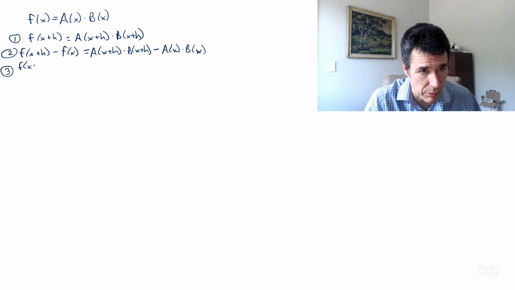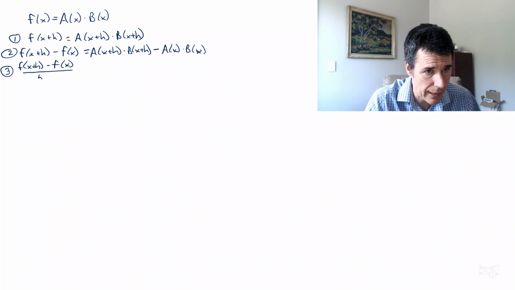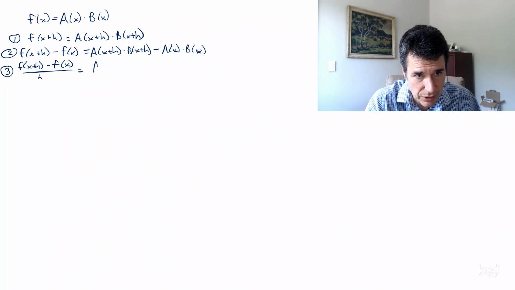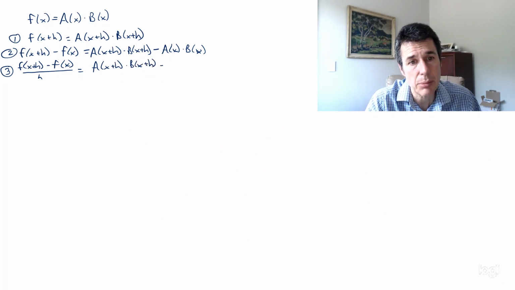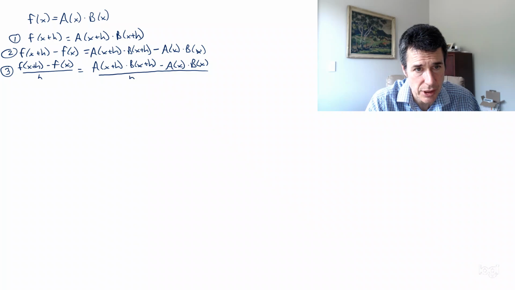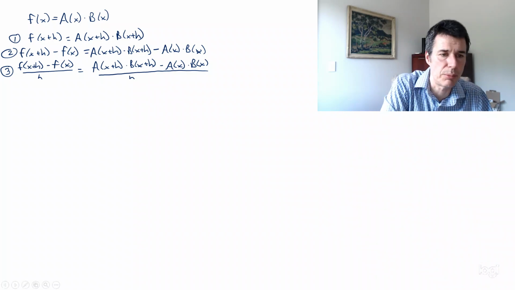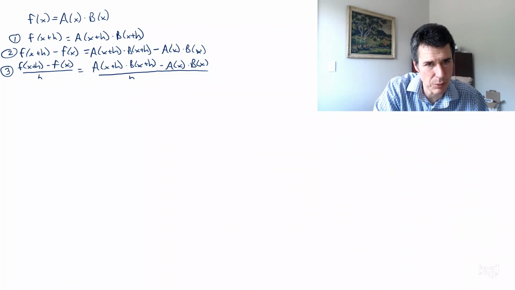Third step, find f of x plus h minus f of x, all divided by h. Again, so far nothing too exciting. A of x plus h times b of x plus h minus a of x times b of x, all divided by h. And now I'm going to do a little bit of work before I take that limit, because right now you can't see any derivatives showing up here.